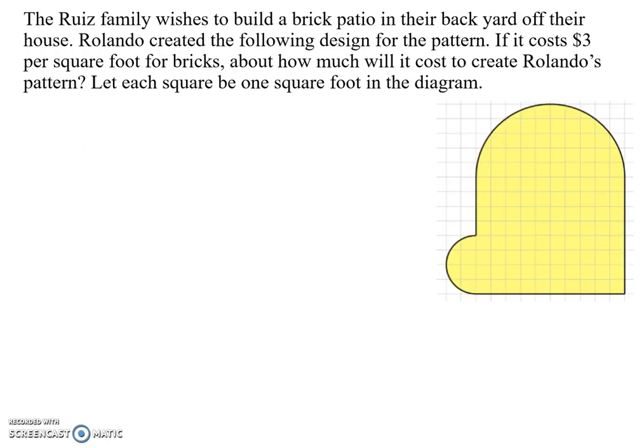The last problem on here dealt with the Ruiz family wanting to build this brick patio and trying to figure out, well, how much will it cost them? So the first thing with a problem like this is to figure out where your radii, your circles, your rectangles, what do we have here? So we have to use that additivity principle. So if I draw in my pieces here, I see that what I have are two semicircles and a rectangle.